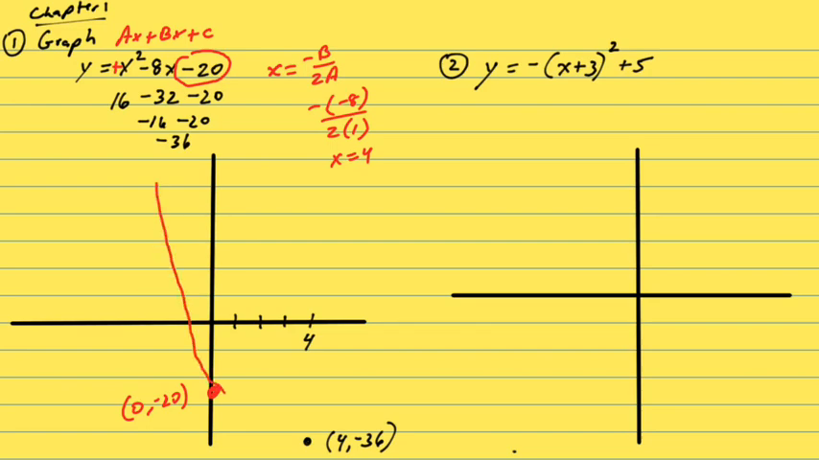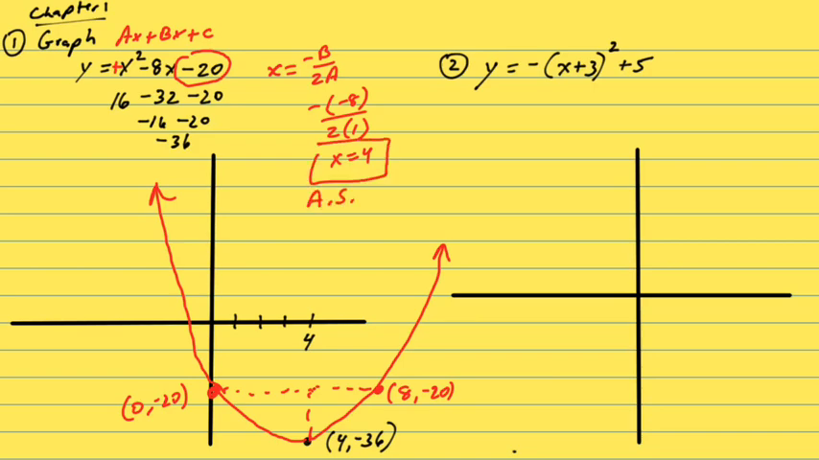And then it comes down to this vertex, which is a minimum, and comes back up. Now, if you're really good, you'll notice that this is 4 over. Go another 4 over, and that would be at 8, negative 20. So now I have a vertex and 2 symmetric points. This right here is also called the axis of symmetry, x equals negative b over 2a.